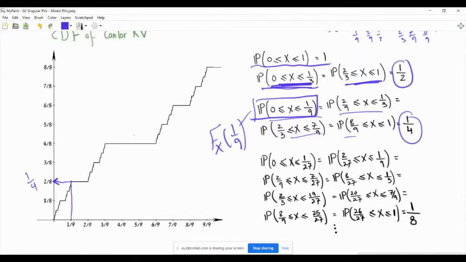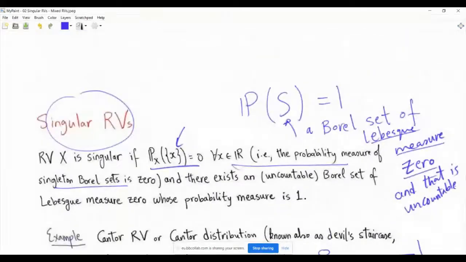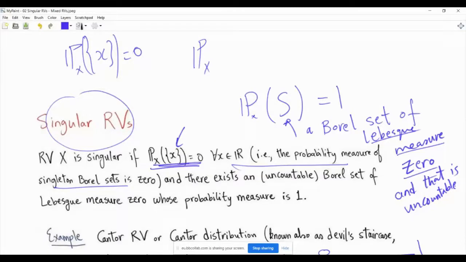The issue is that singular random variables are defined so that the probability of singleton subsets of big R are 0. Remember, we have this one, and we also have this one. A singular random variable is two things: the probability of a singleton is 0, and there exists a set of Lebesgue measure 0 that is uncountable, in which the probability is equal to 1. But don't forget this one.